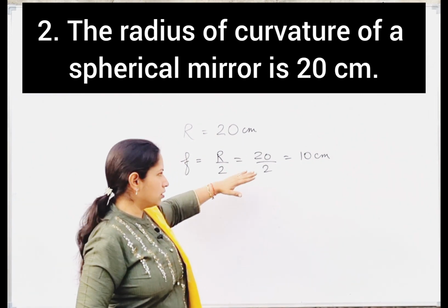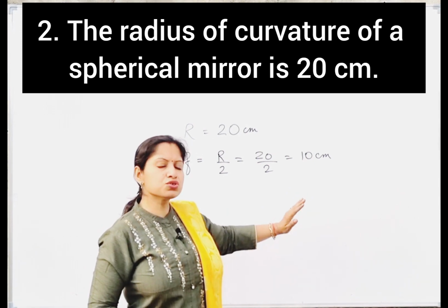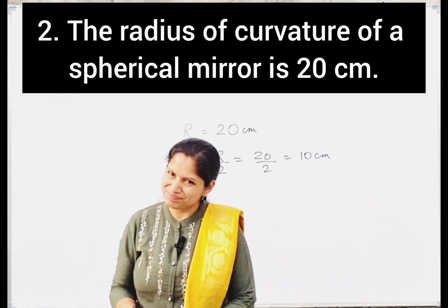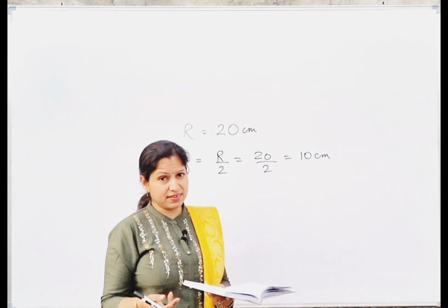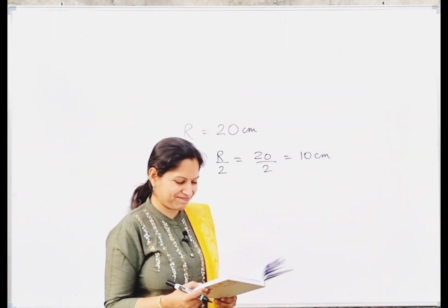First you will solve it normally as we have done, and at last you will write, since it's a concave mirror, the focal length will be minus 10 centimeter. In case the examiner wants to confuse you, you will not be getting any confusion. Now let's see question number 3.